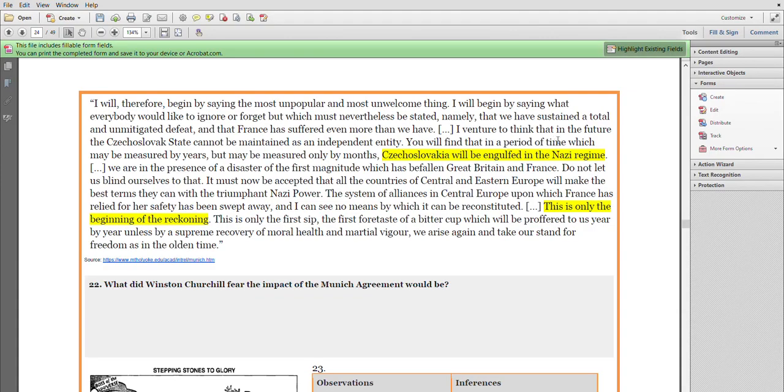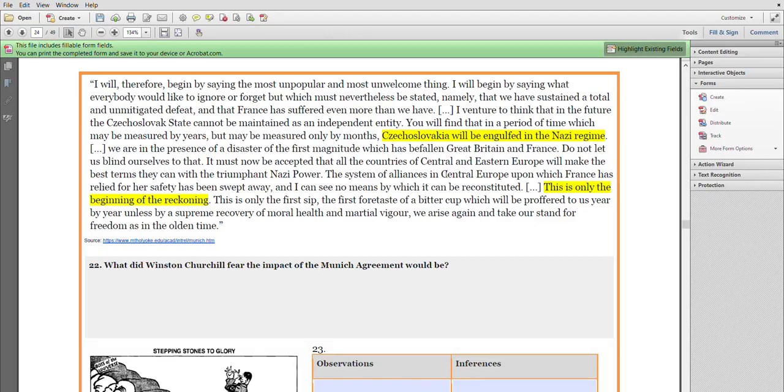You will find that in a period of time which may be measured by years, but may be measured by only months, Czechoslovakia will be engulfed in the Nazi regime. We are in the presence of a disaster of the first magnitude which has befallen Great Britain and France. Do not let us blind ourselves to that. It must now be accepted that all the countries of Central and Eastern Europe will make the best terms they can with the triumphant Nazi power.